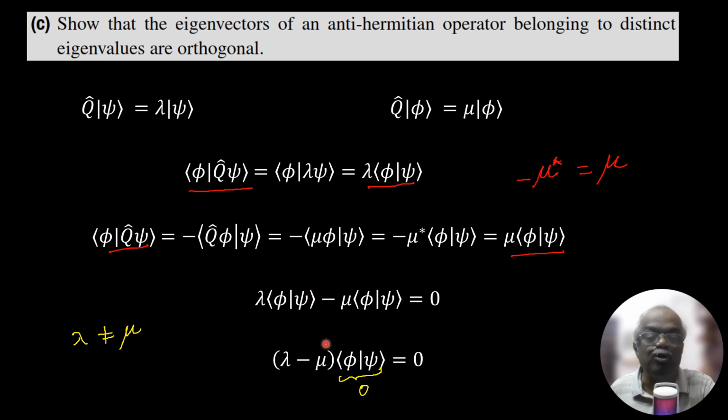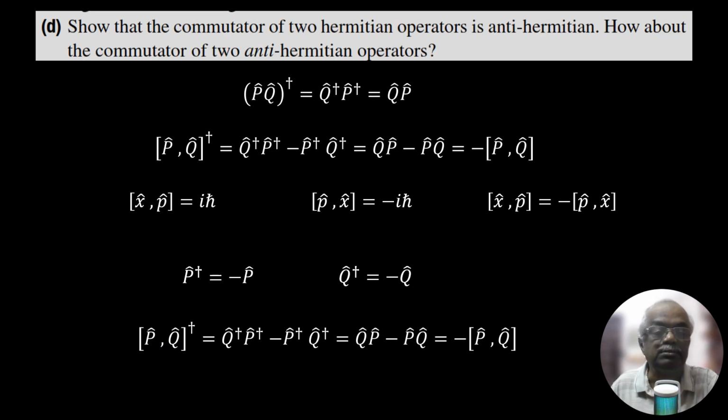Now we will move to part D. Part D is to show that the commutator of two Hermitian operators is anti-Hermitian. How about the commutator of two anti-Hermitian operators? First we will see the commutation relation for Hermitian operators. These are the Hermitian operators.